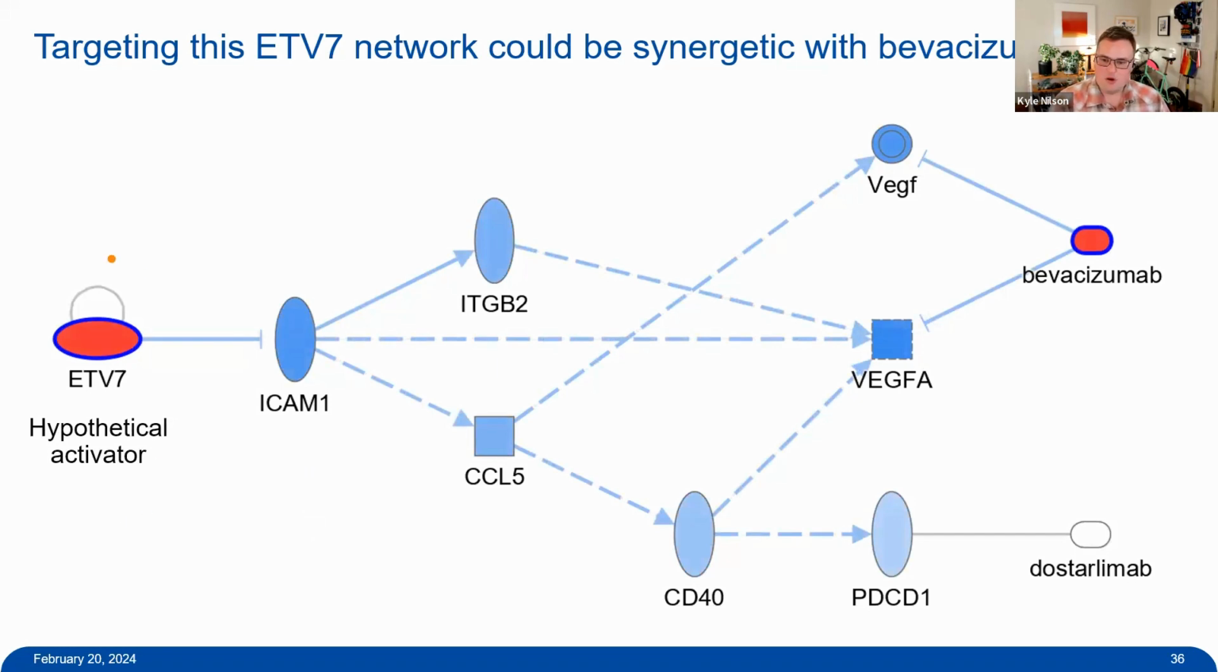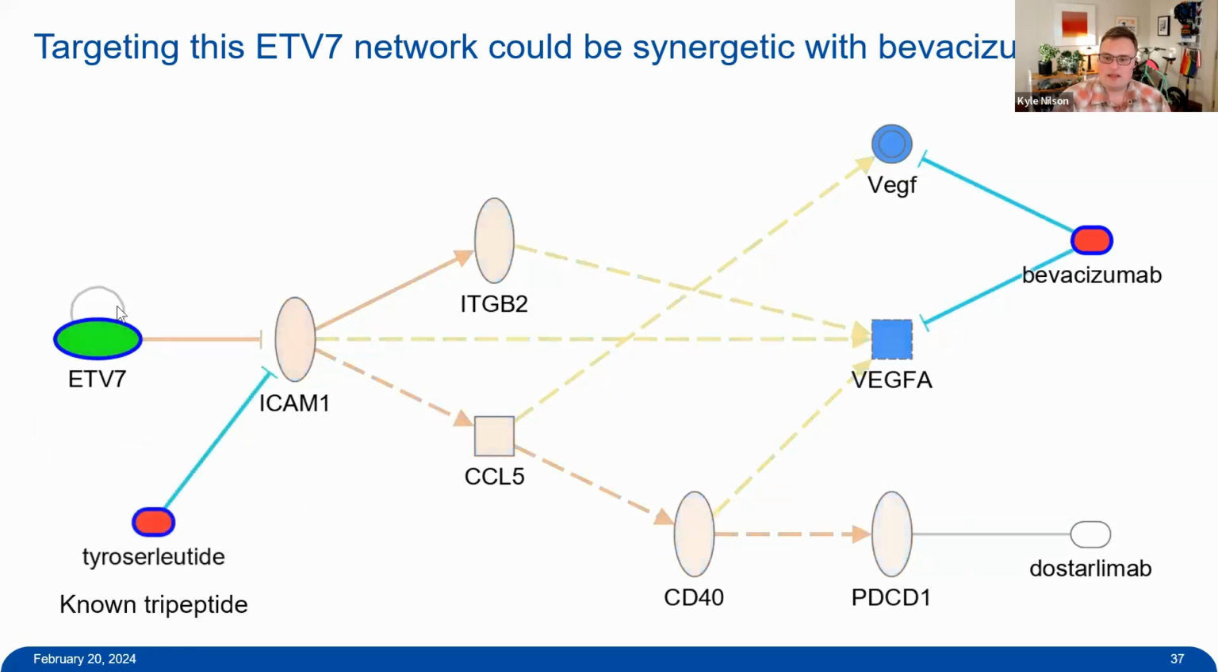So for these particular samples where you might have theoretically decreased ETV expression due to this mutation, a hypothetical activator could restore typical VEGF behavior and thus improve responsiveness to bevacizumab. However, that is a hypothetical.